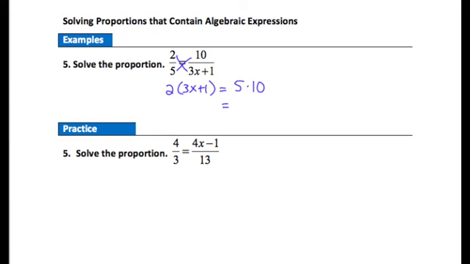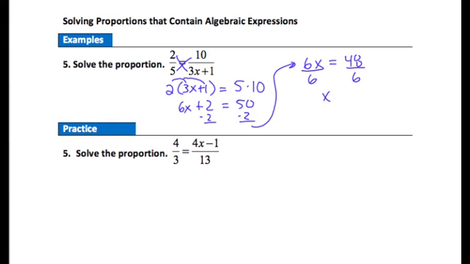Okay, so let's simplify each of these sides. On the left, I would distribute the 2. So 2 times 3x is 6x, and then 2 times positive 1 would give us plus 2. On the right side, we get 50. Now I have an equation. I'll just go ahead and solve this. So subtract 2, subtract 2. Let's kind of come up here to finish. So then I'd have 6x equals 48. Divide by 6, divide by 6, and we see that x is equal to 8. That means if I plug an 8 back up in here for x, both of these ratios here would be the same.